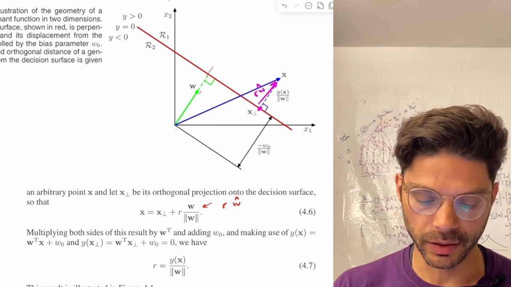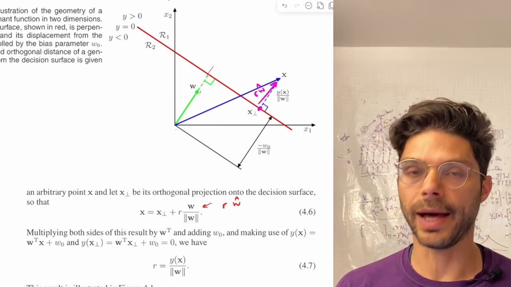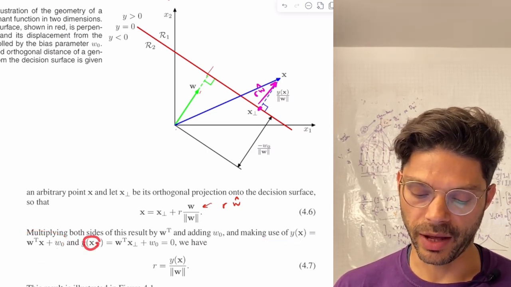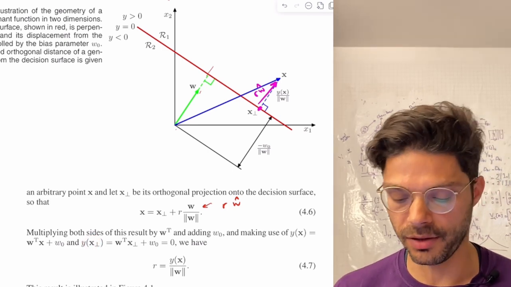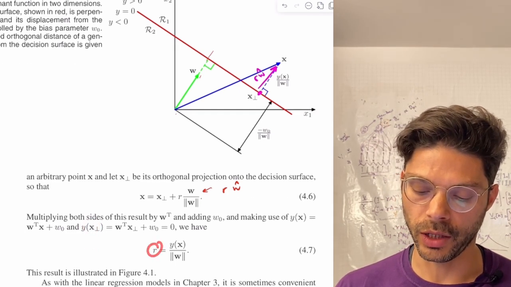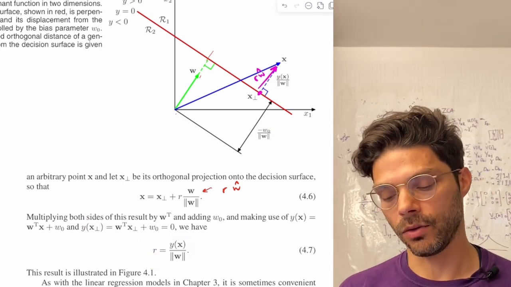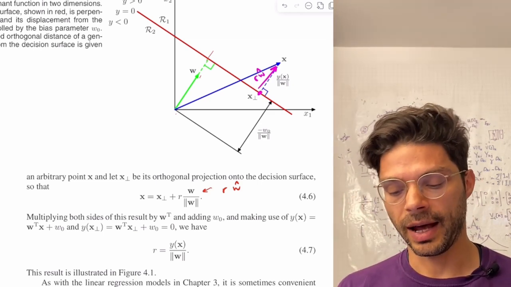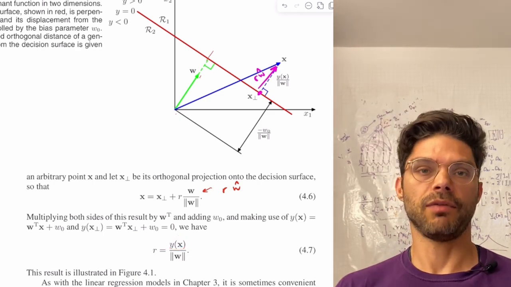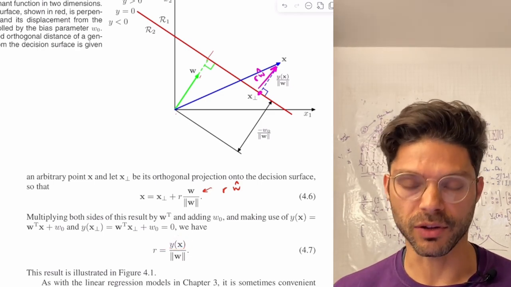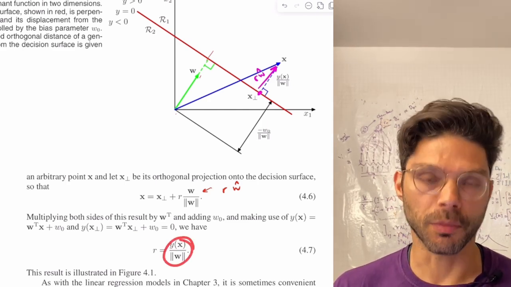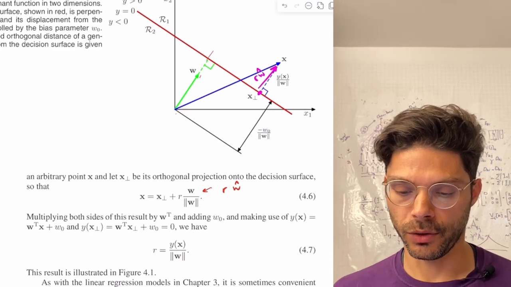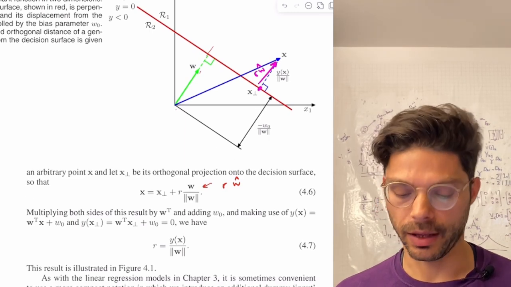So multiplying both sides of this result by w transpose and adding w naught, and making use of y of x being this relation, and that y of x perpendicular is 0 because that's on the decision surface, we get that r is equal to y of x divided by the norm of w. So that's pretty cool. Everything on the decision surface has a value of 0, and stuff off the decision surface will tell you how far you are once you normalize by the norm of the w vector. That's exactly what we have in that figure.